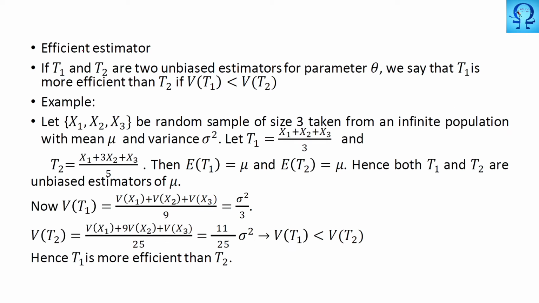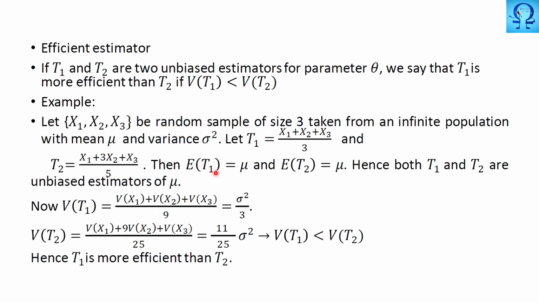Moving further, we have the next definition, the efficient estimator. What do we call an efficient estimator? Suppose we have two unbiased estimators for a particular parameter theta. If we wish to say T1 is more efficient than T2, the variance should be the minimum. An unbiased estimator with minimum variance is known as the efficient estimator. We have an example for this. Suppose we have a random sample of size 3 taken from an infinite population with mean mu and variance sigma square. T1 is x1 plus x2 plus x3 upon 3, and the other estimator T2 is x1 plus 3x2 plus x3 upon 5.